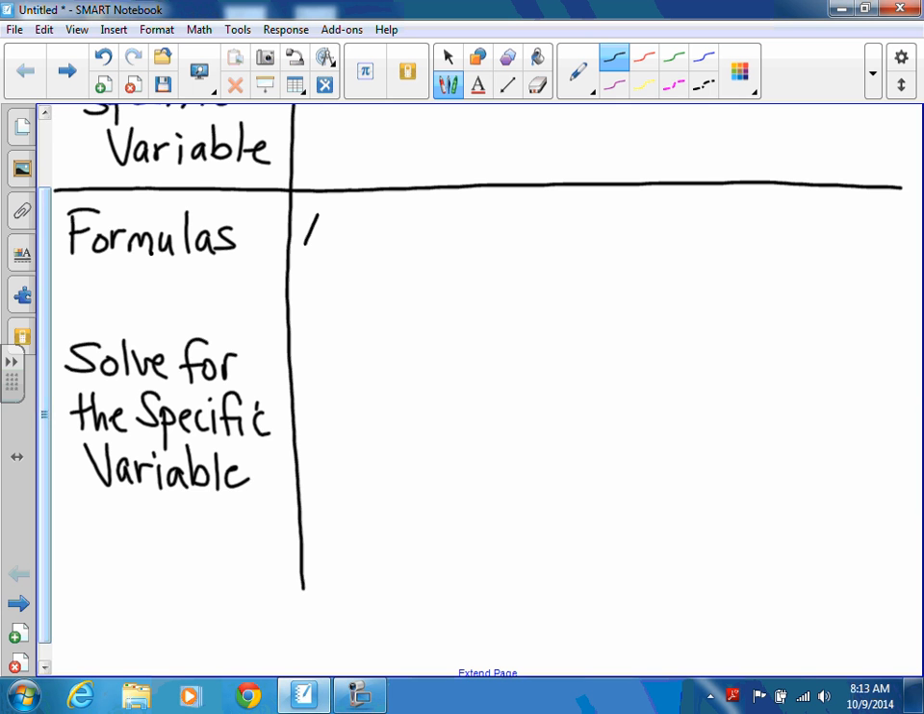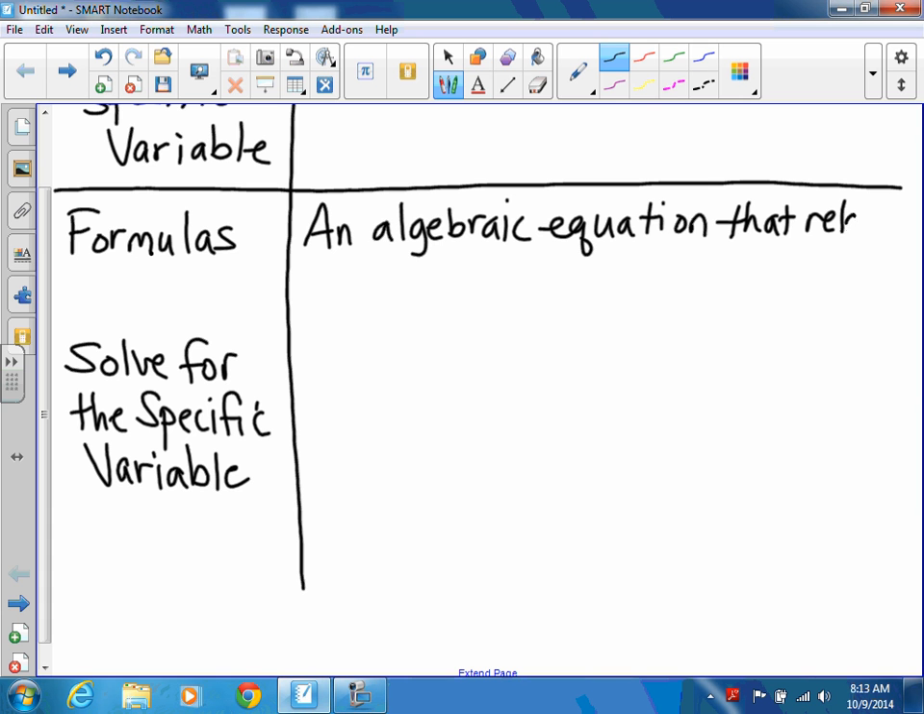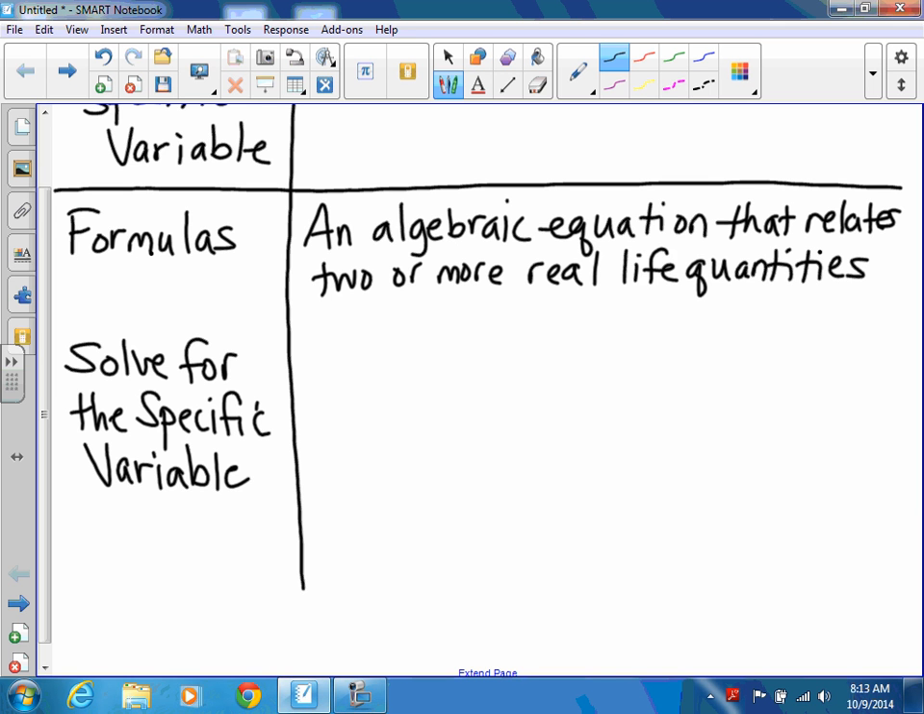A lot of these are going to actually be formulas that we're solving for a specific letter, and a formula is an algebraic equation that relates two or more real life quantities. Okay, and a lot of these have things that you are familiar with because they are real life events that we are aware of in our daily lives.